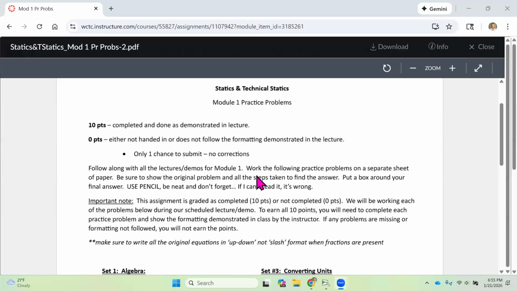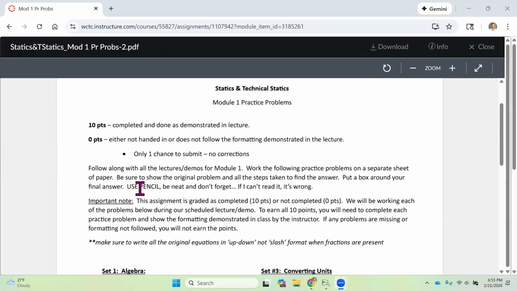Be sure to show the original problem and all the steps taken. So again, I'll be mimicking that as we go through the problems. You want to put a box around your final answer. I don't want to have to hunt for your final answer. There are 17 people in class and I get to grade everybody's work, okay? And I don't mind grading, but I also don't want to try to hunt and figure out what you're trying to tell me, okay? So part of this is relaying the information, communicating to me how you did the problem, okay?